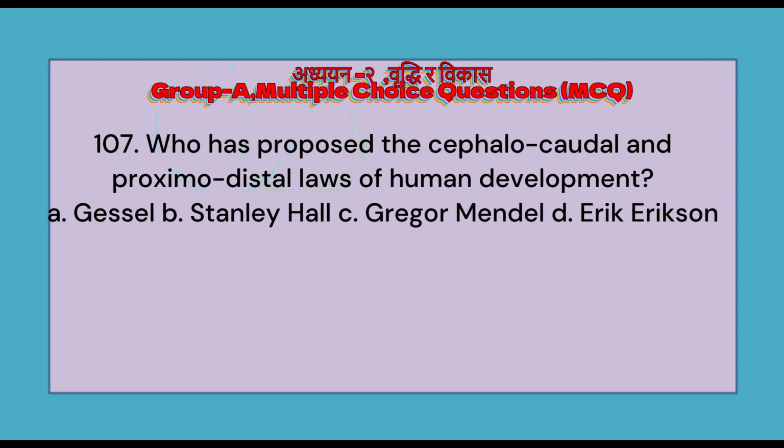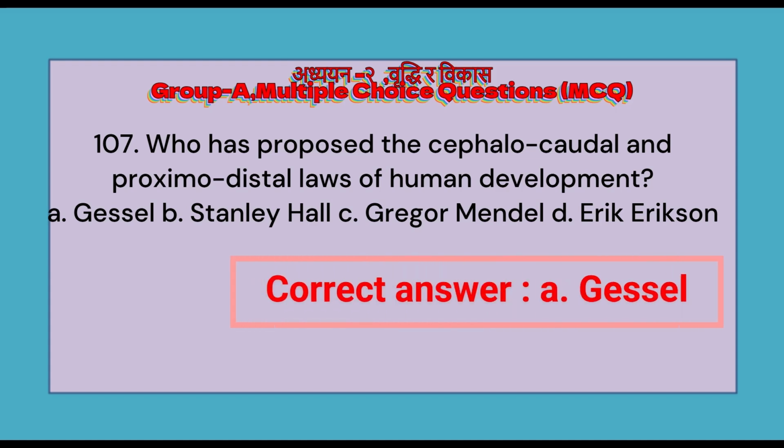107. Who has proposed the cephalocaudal and proximodistal laws of human development? A. Jessel. B. Stanley Hall. C. Gregor Mendel. D. Erik Erikson. Correct answer: A. Jessel.